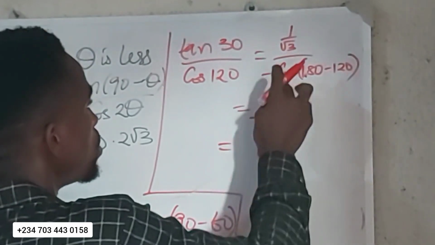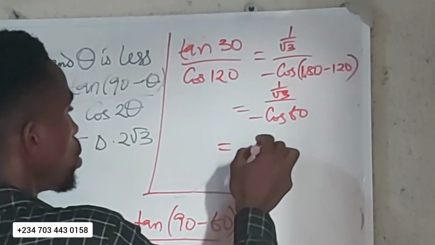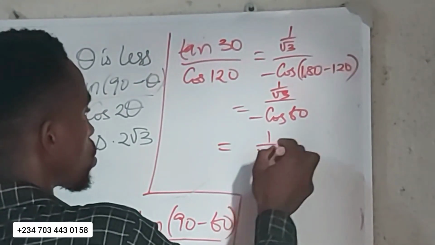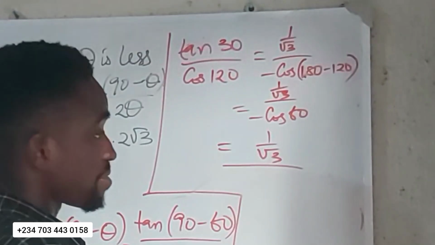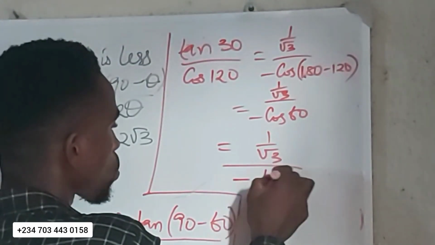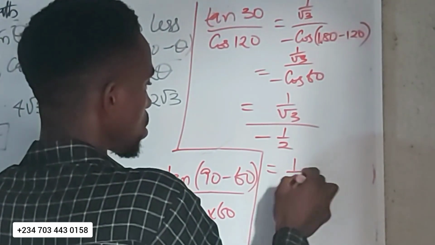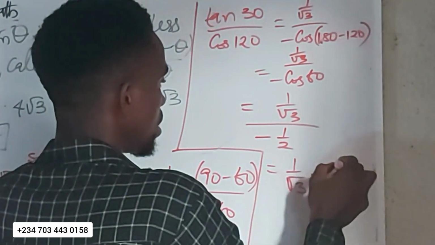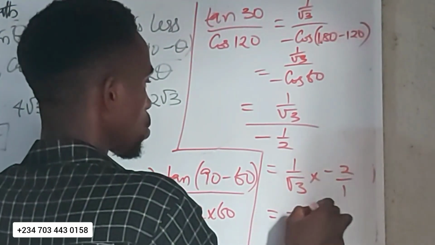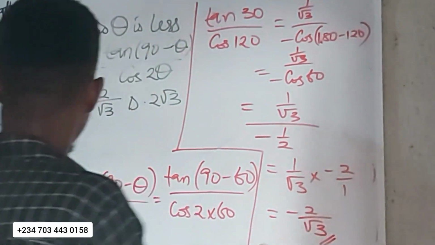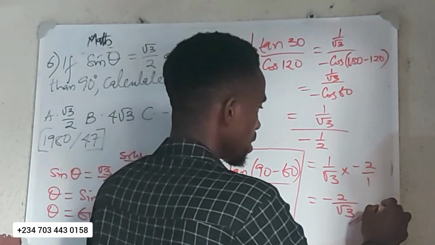So this is going to be 1 upon root 3 actually. So this is going to be 1 upon root 3 over cos 60 is half. So we are going to have minus 1 over 2. So this is now 1 over root 3 times minus 2 upon 1. So this is minus 2 upon root 3. So our answer is option C.